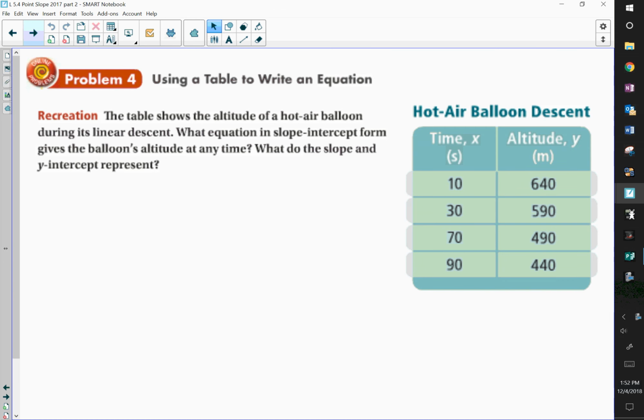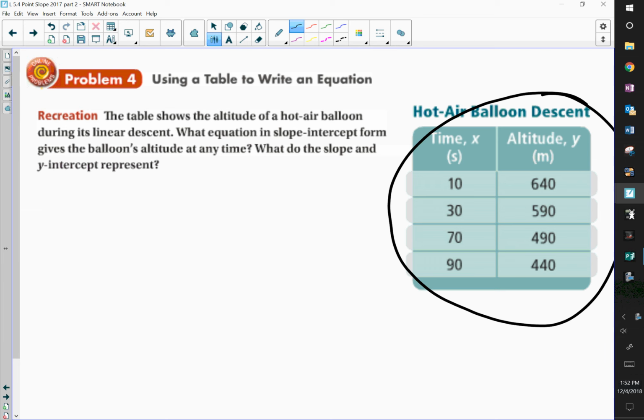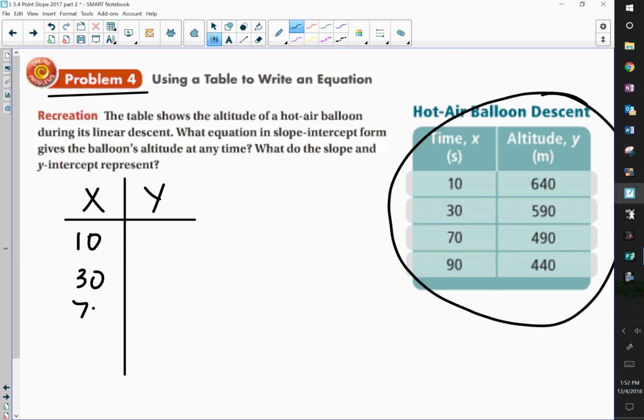So number 4 is a problem about a hot air balloon descending to the earth, and values are given in the table. This is a story problem, but what I want to focus on is the table. We'll come back and look at story problems at a later time. So in your notes, you should write down problem 4 and then copy the table. And you can just make it a simple XY table like this. X and Y. X represents the time in seconds, and Y represents the altitude in meters. So at 10 seconds, 30 seconds, 70 seconds, and 90 seconds, there's an altitude of 640, 590, 490, and 440.